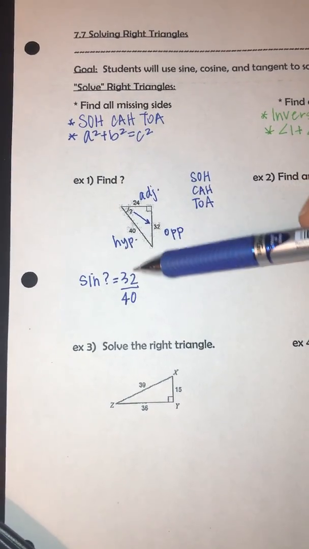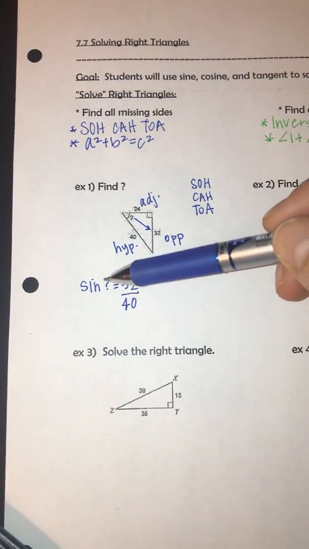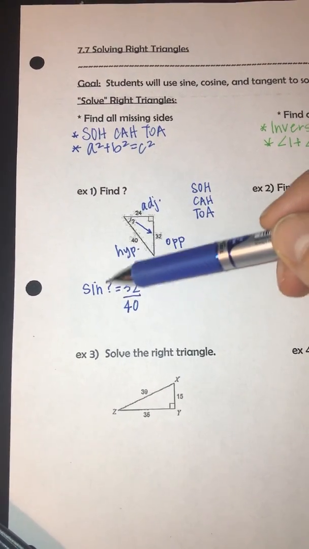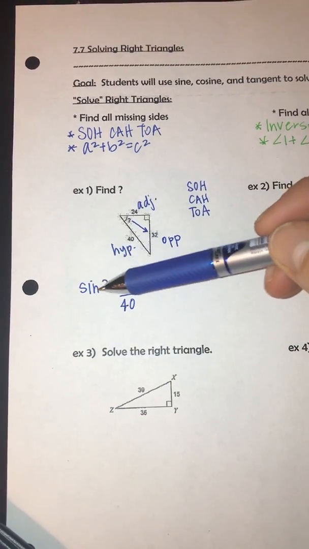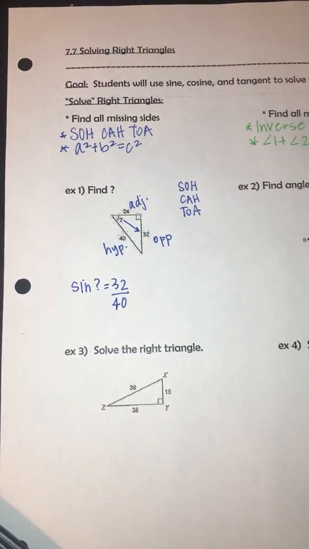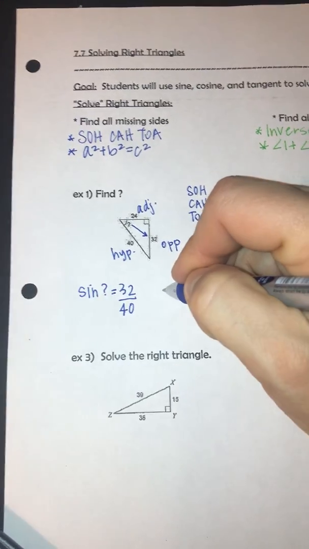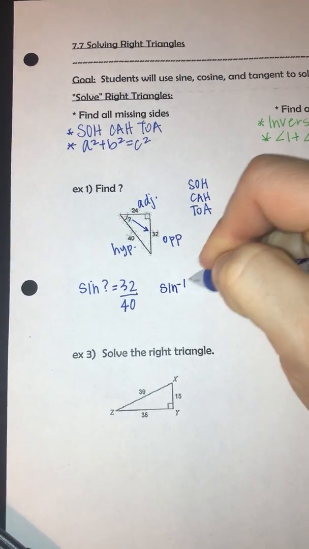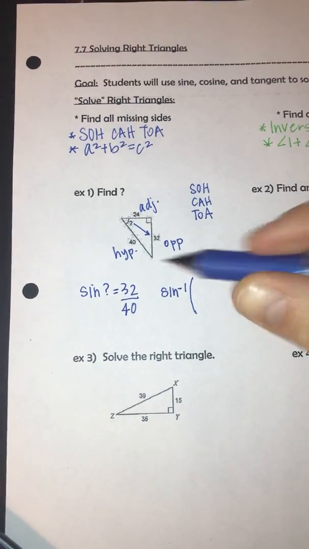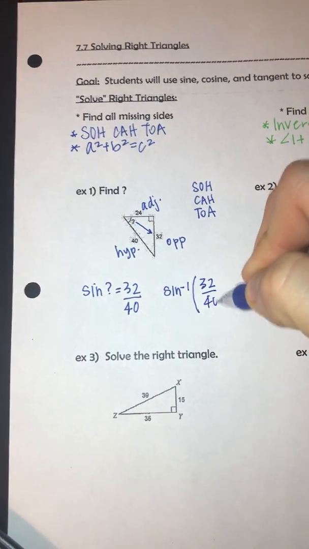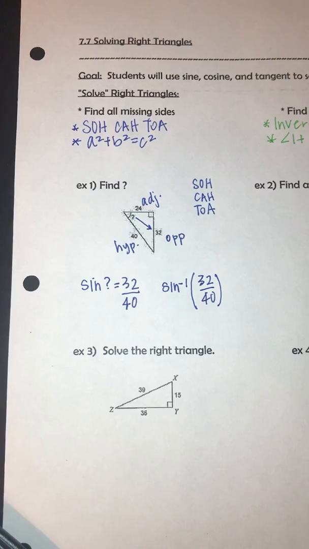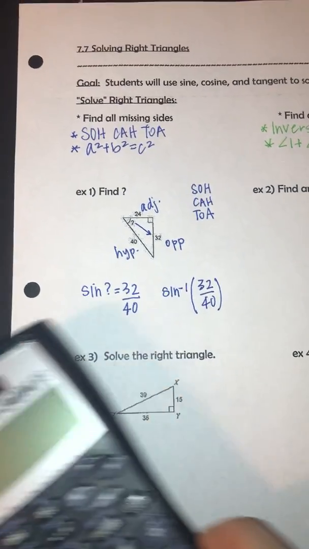Now, we're trying to get this question mark alone, like a variable. We don't know what it is, so to undo sine, we're going to use that inverse sine like I mentioned over here. So we do sine inverse of this fraction. That allows us to solve for the angle. I'll show you that on the calculator.